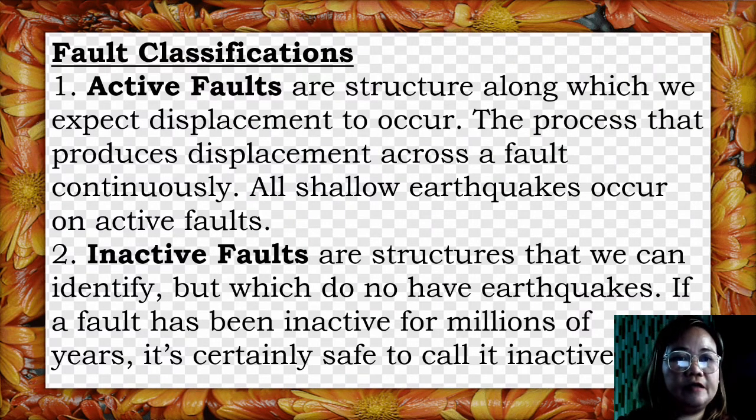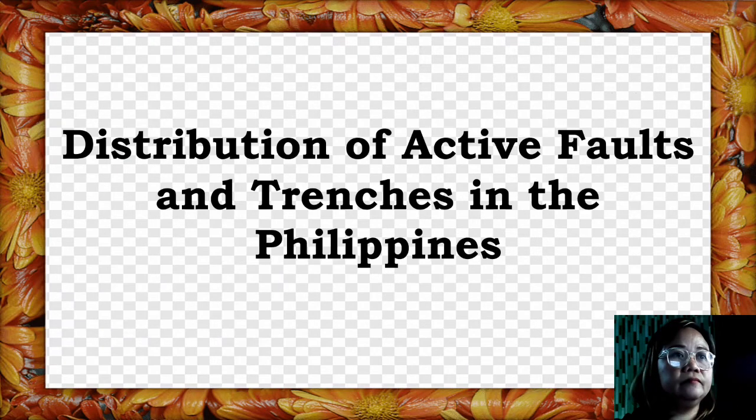Fault classifications. Number 1, active faults are a structure along which we expect displacement to occur. The process that produces displacement across a fault continuously. All shallow earthquakes occur on active faults. Number 2, inactive faults are structures that we can identify but which do not have earthquakes. If a fault has been inactive for a million years, it's certainly safe to call it inactive. Distribution of active faults and trenches in the Philippines.